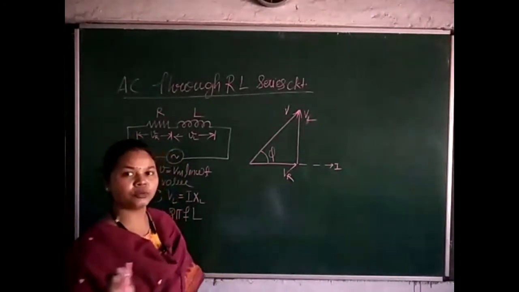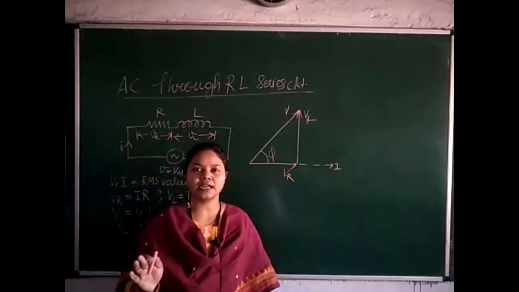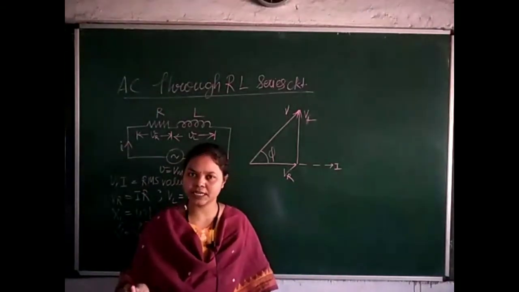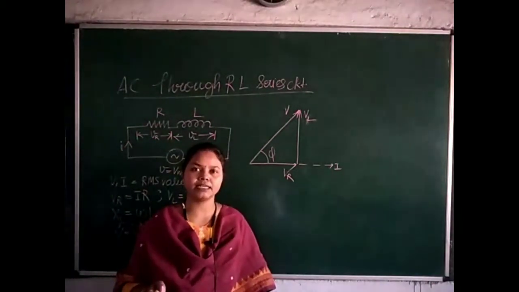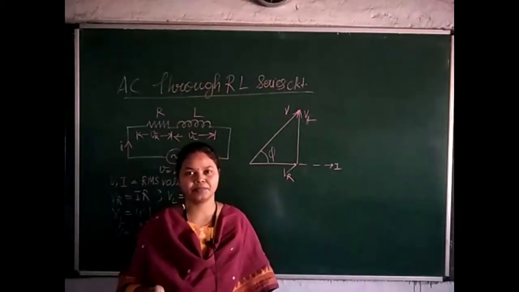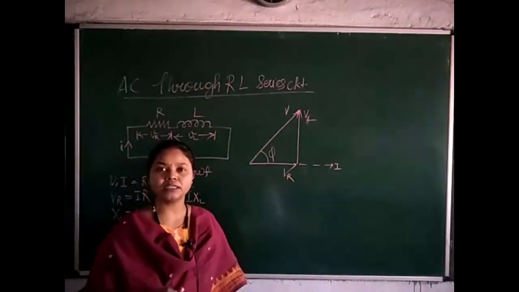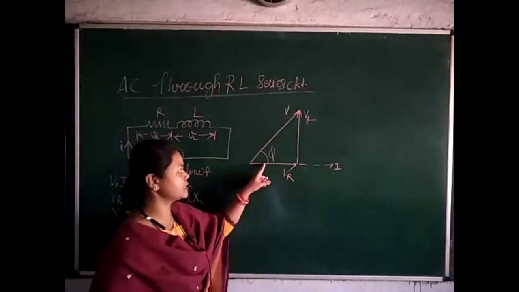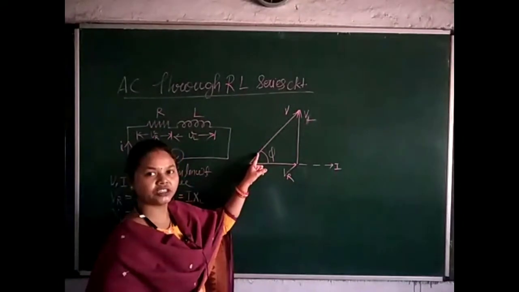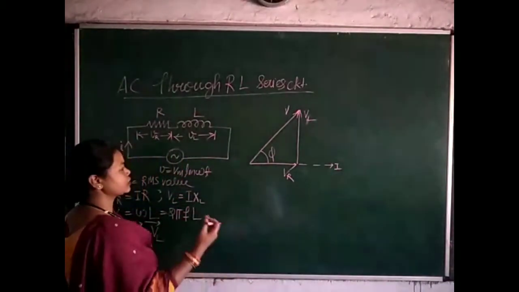Here students, in your previous sections you have learned that the power factor angle in case of a purely resistive circuit is 0, and in case of a purely inductive circuit is 90 degree lagging. Here in case of RL series circuit, the current phasor lags behind the voltage by an angle phi less than 90 degree. So here, what is the equation for current?